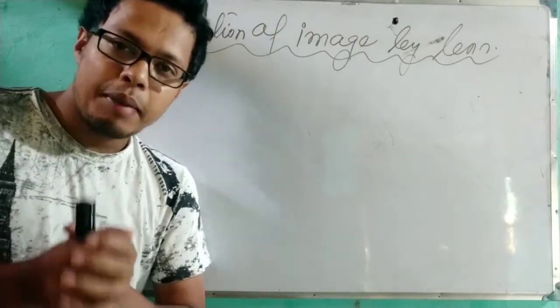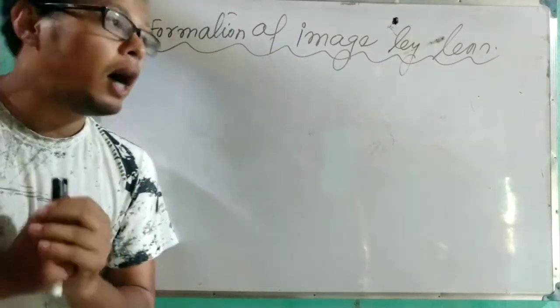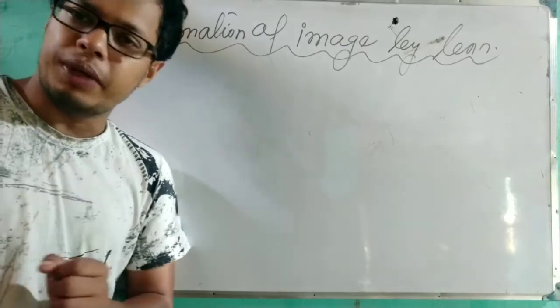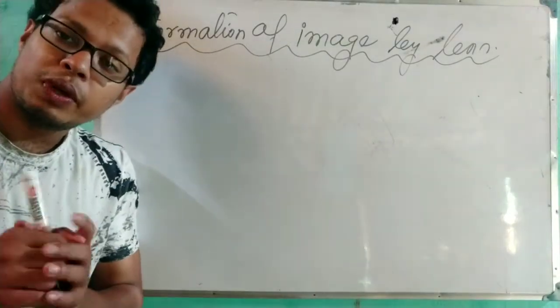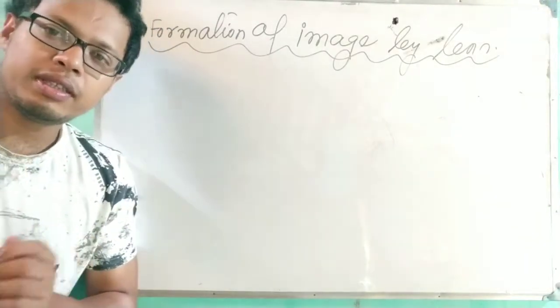Today's topic is about the formation of image by lens. Means how the lenses form an image when an object is kept in front of it. Okay. So to understand the ray diagrams, you have to learn about the three rules. What are the three rules?